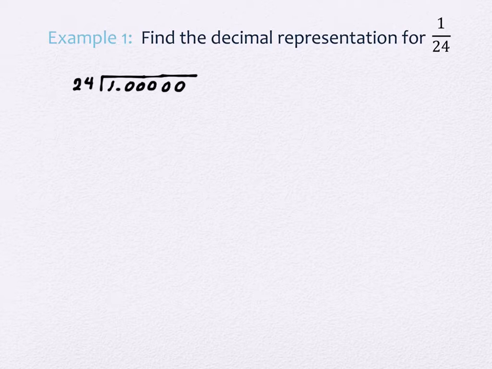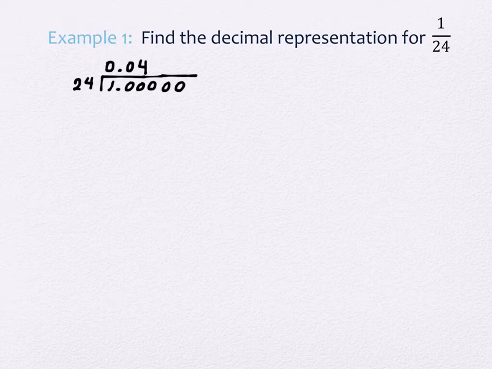So how many times will 24 go into 100? 4. So we're going to put the 4 above the 0 as though it were 100. I'm going to put the decimal above here so the decimal carries up. Then we have a 0 above the 1, a 0 above the first 0, and a 4 above the second 0.